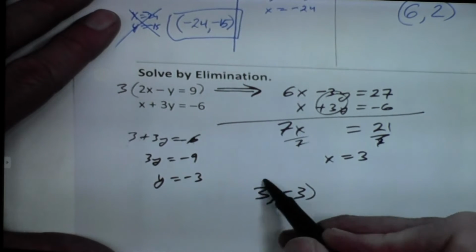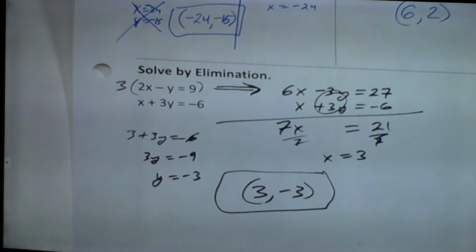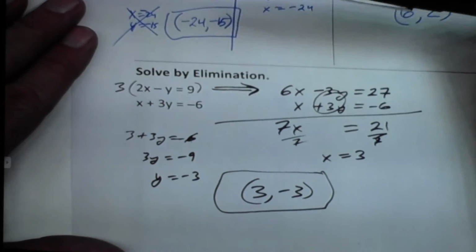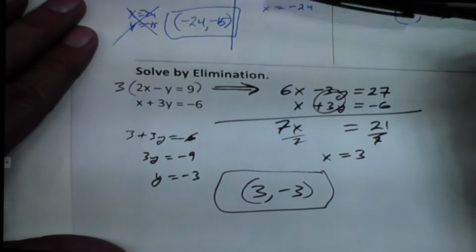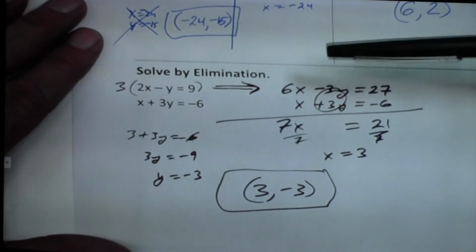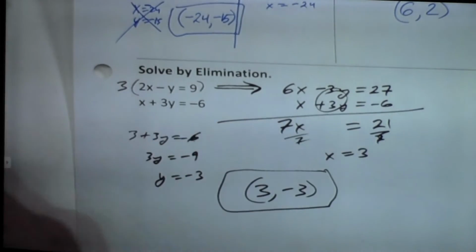3 and negative 3. This is actually the same as one of the problems in the substitution section, and it shows that oftentimes the things in substitution you can just as easily do by elimination. Sometimes the elimination ones are not as easy to do by substitution, but we'll get to that in the next problems.